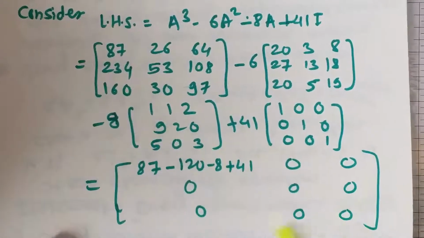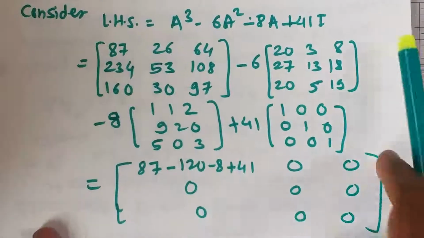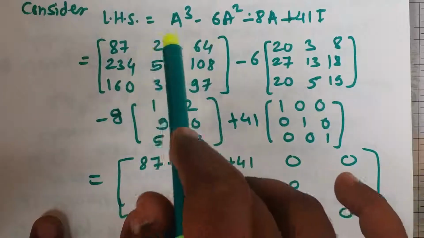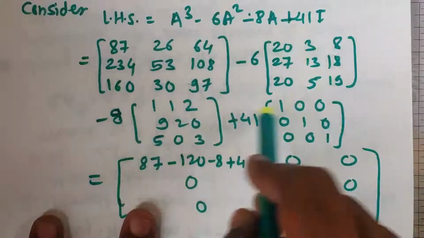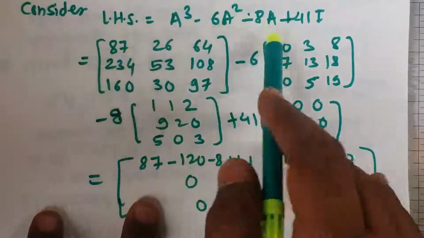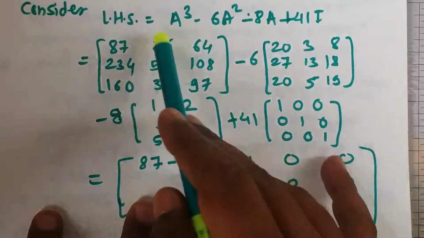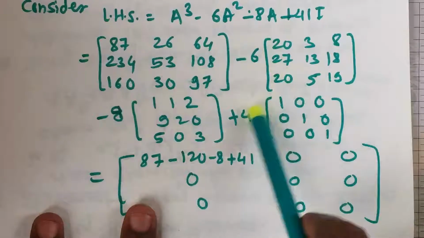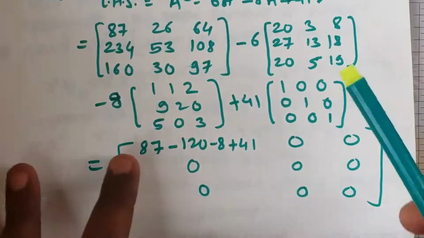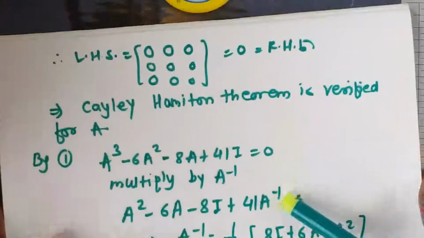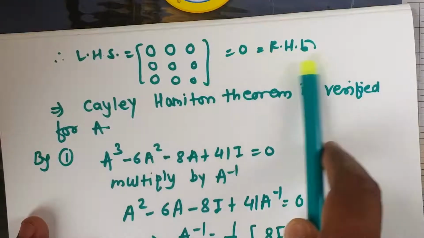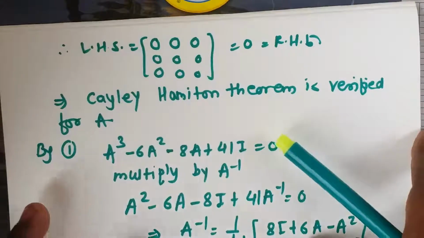Like this, all other entries will become 0. You can verify it. I hope you know how to do the addition of 2 matrices. Entry wise we do the addition. Here we have 4 matrices, so the first entries of all the 4 matrices will add, then the second entries will add, and like that, after doing the addition of all the entries you will get the 0 matrix. And once you get the 0 matrix, it means the theorem is verified. So the left hand side equals 0, the null matrix, which is equal to the right hand side of that equation.